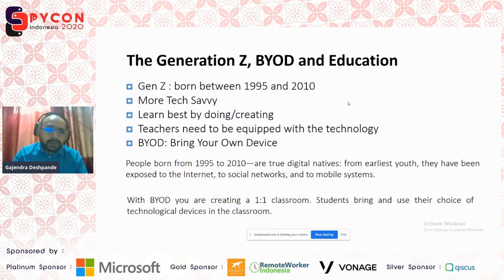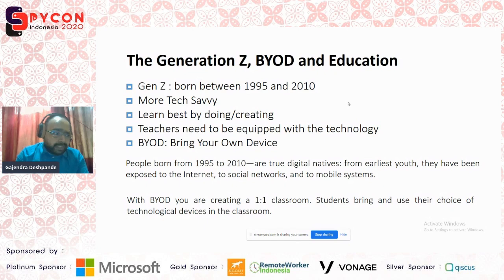Let us first discuss Generation Z. Who are Generation Z? These are the people who were born between 1995 and 2010. So we can also consider them post-millennials. These people are more tech savvy. That means they use gadgets very often, and they believe in learning by doing or creating new things. So they believe more in hands-on learning. Teachers need to be equipped with the technology, because most of the teachers belong to previous generations, maybe Generation X or Generation Y and so on. They are not so technologically savvy or gadget savvy.